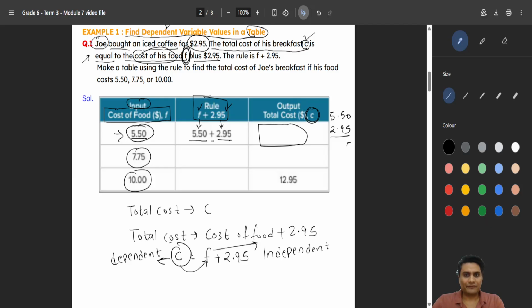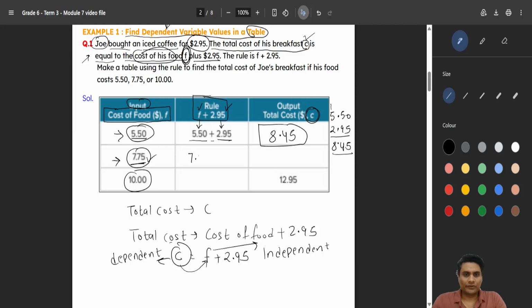0 plus 5, 5, 9 plus 5, 14, 4 here, 1 up. Decimal, decimal, decimal in a straight line. Remember, when you are doing plus or minus, the points should be in a straight line. 5 plus 2, 7, 7 and 1, 8. So 8.45. Next one. If the food was ordered of $7.75, then how much will I pay?